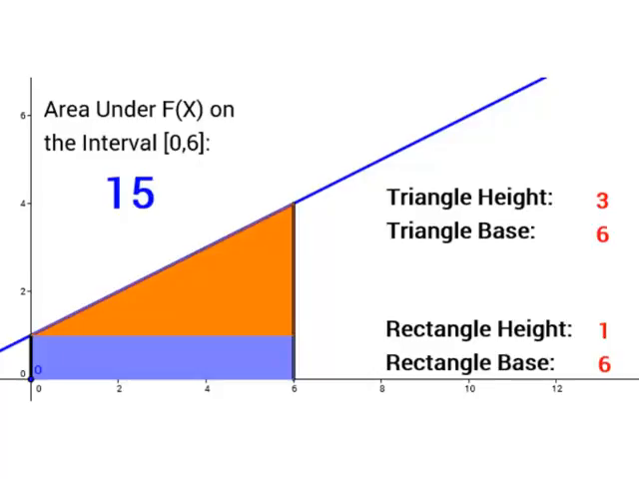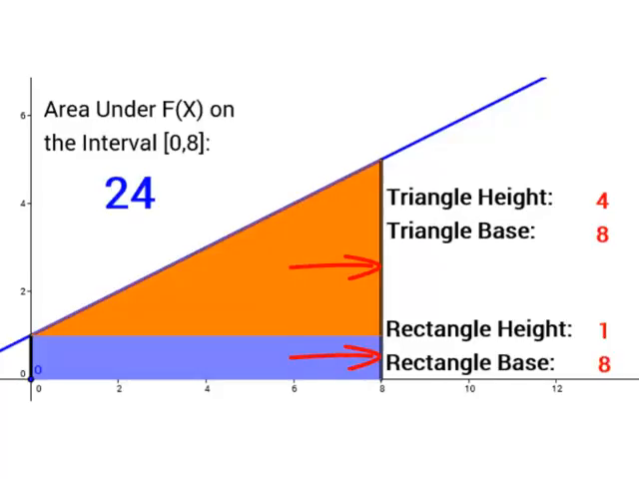We calculated the area under f for a fixed interval. Suppose we took the boundary value of 6 and replaced it with a different value. What would change? Suppose we move the boundary value to 8. We would extend the base of both shapes by 2 units and increase the height of the triangle by 1 unit.